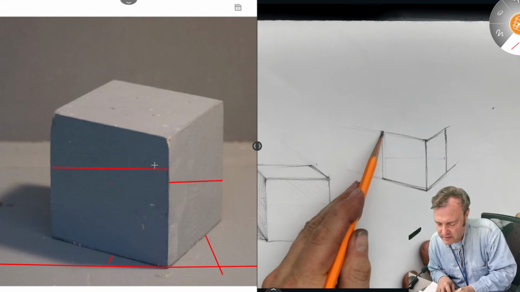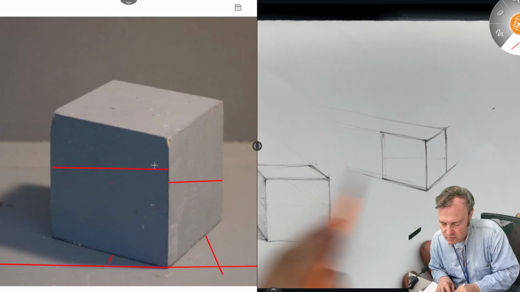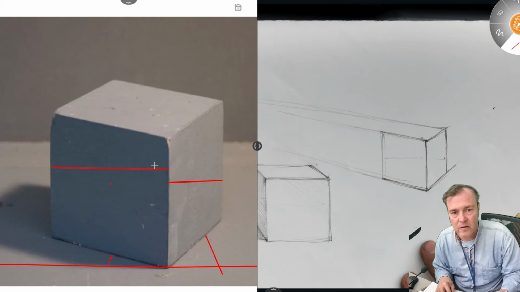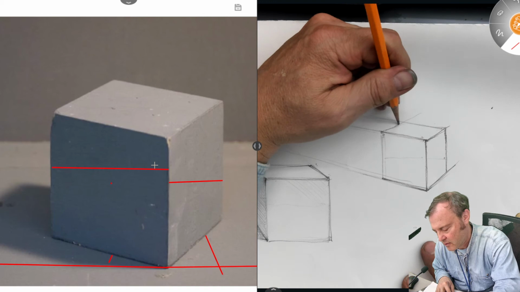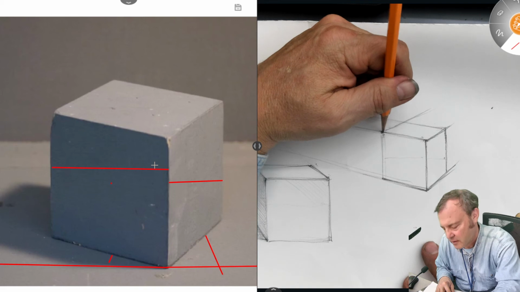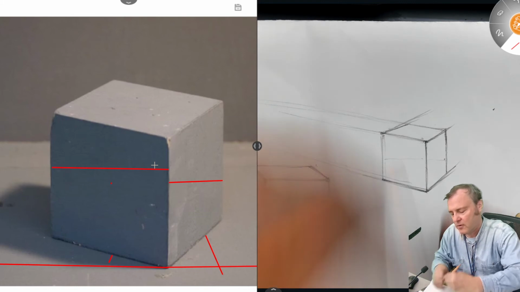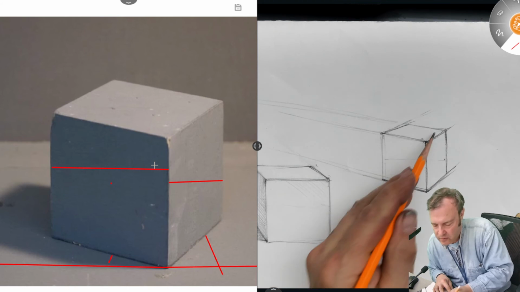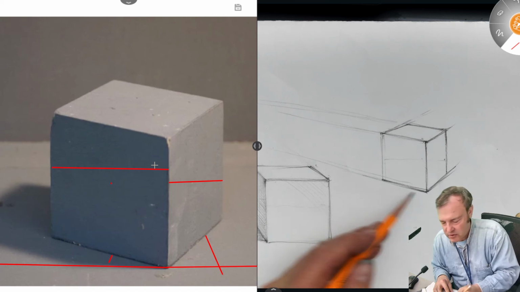And even these are going to converge a little bit because they're going to share a vanishing point way, way out there somewhere with these other two lines. And these also are going to converge a little bit because this shares a vanishing point with these two. And when in doubt, just tease that down just a little bit. It's better to have it converge a little too much than not enough. So that's the basic structure.